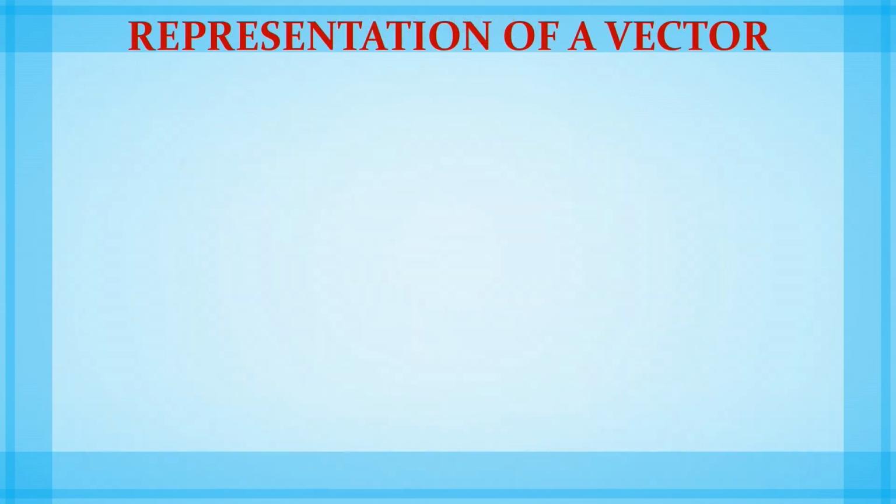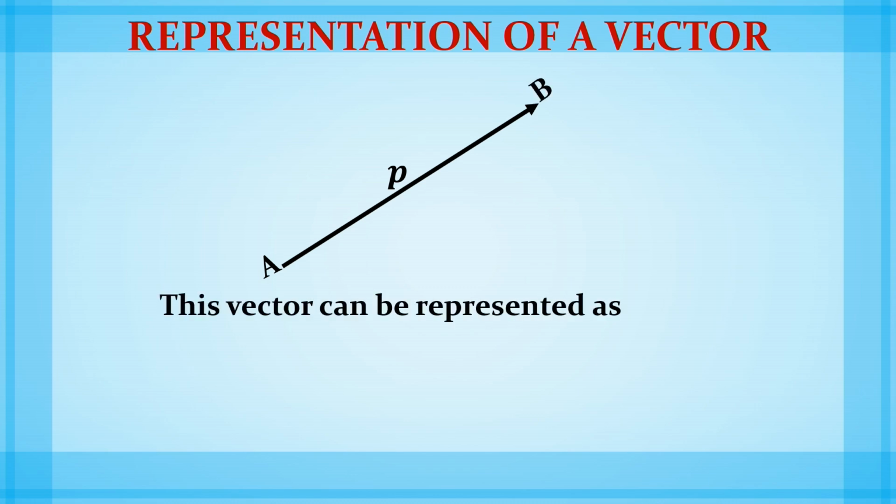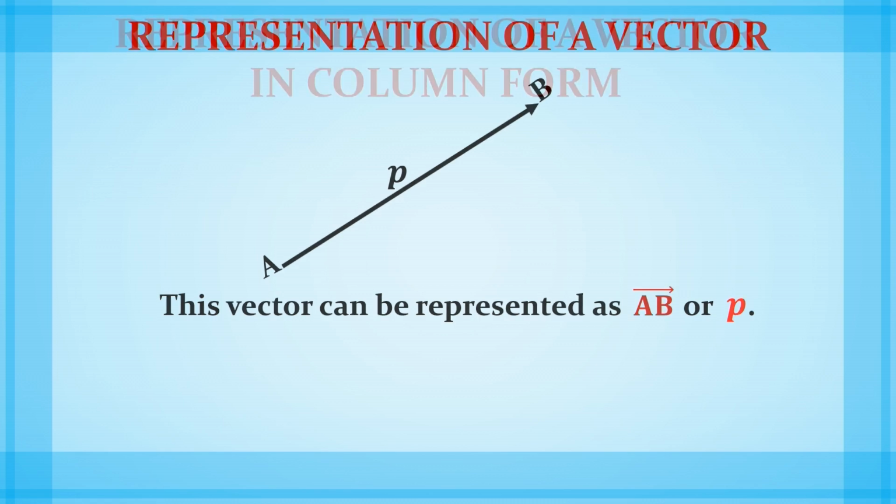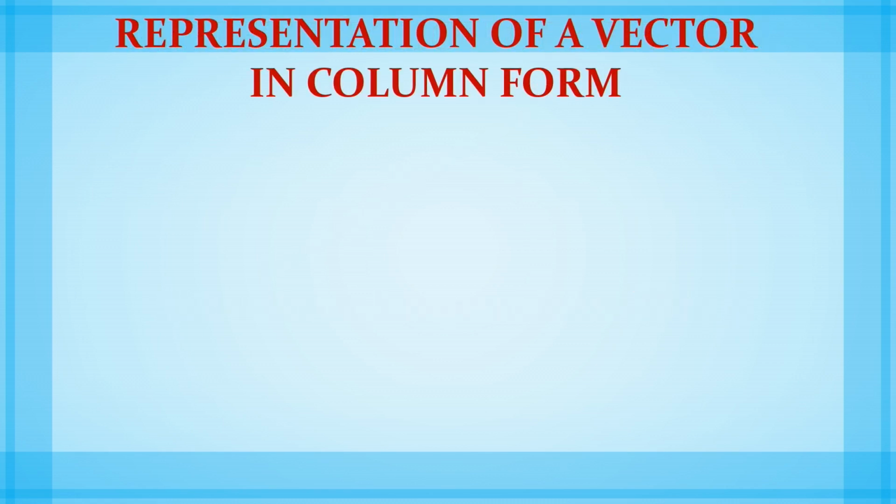Students, now you are going to learn about representation of a vector. Consider a directed line segment P with starting point A and end point B. This vector can be represented as, well, if we take into account the starting point A and the end point B, we can write it as AB with an arrow on top indicating the direction of the vector. Or we can simply use the label of this directed line segment, which is P. Students, let's take a look at representation of a vector in column form.